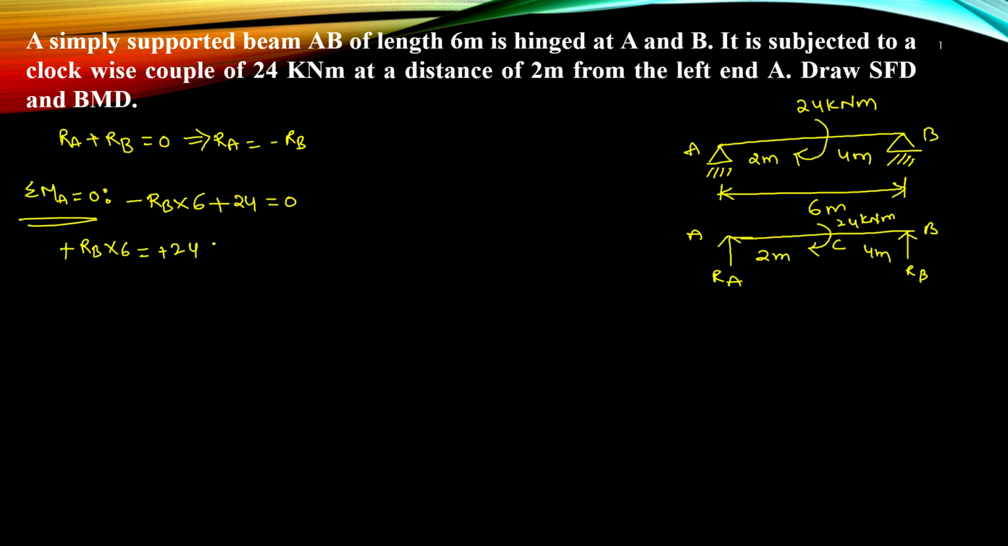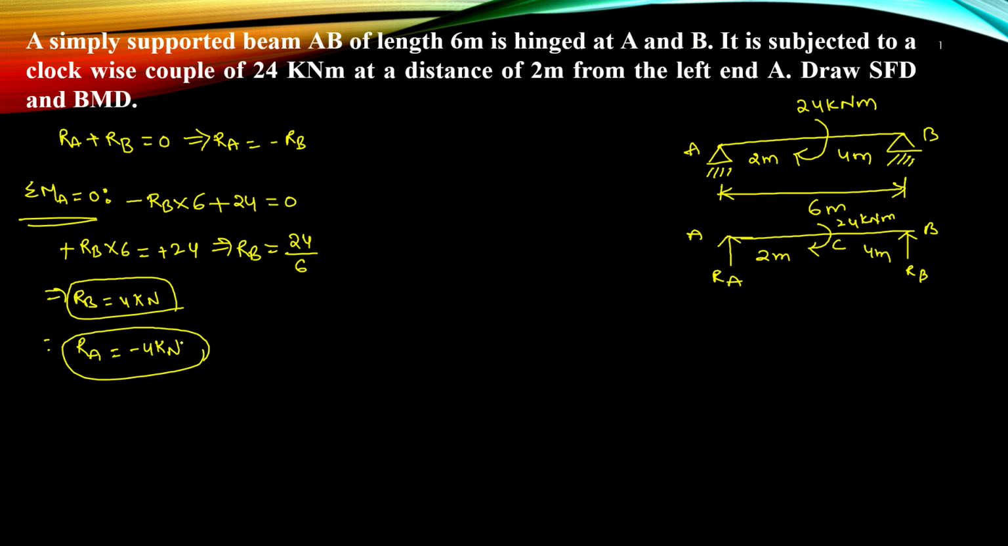So from here, what does RB turn out to be? RB will be equal to 24 by 6. So which means RB will be equal to 4 kilonewton. And once you get RB, what will be your RA value? It is minus RB. Therefore, RA is equal to minus 4 kilonewton.